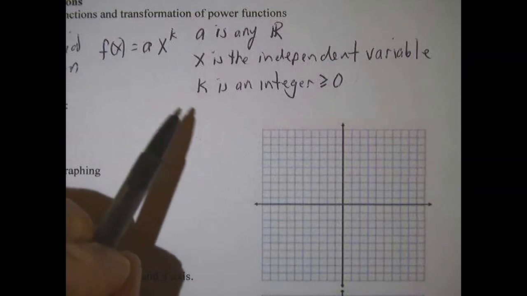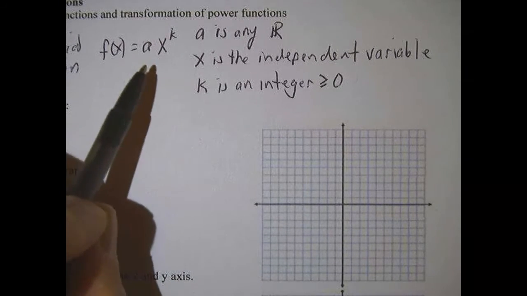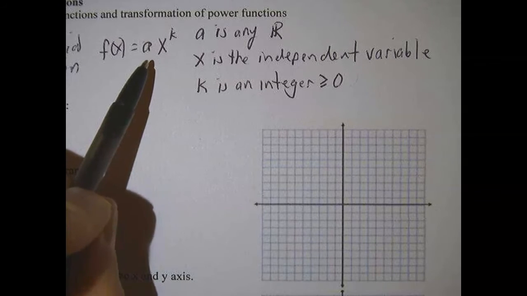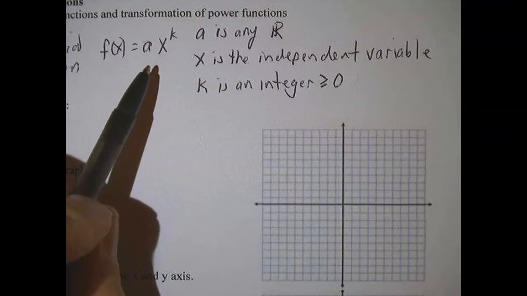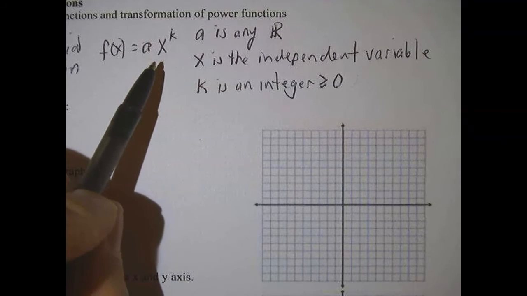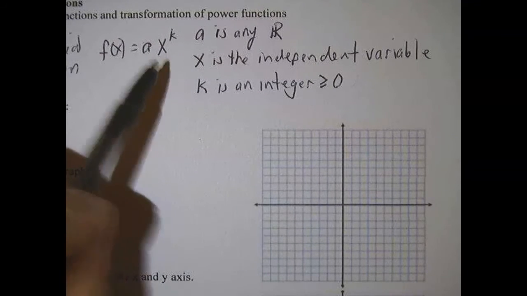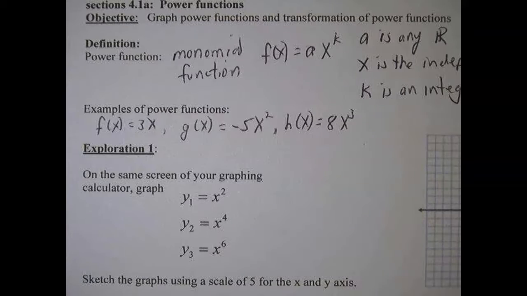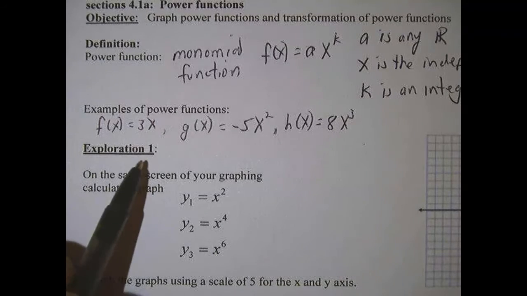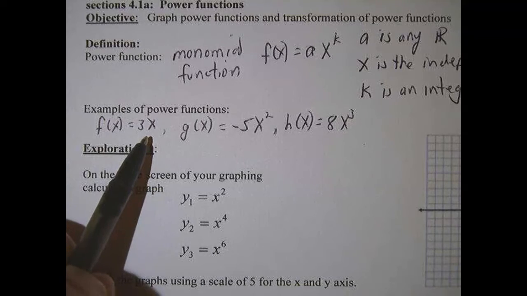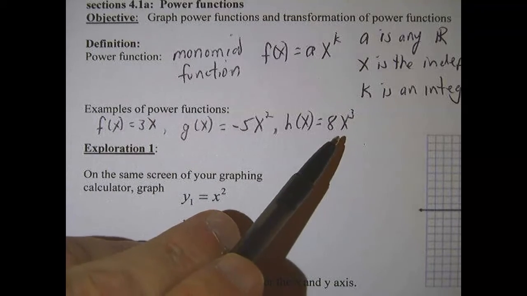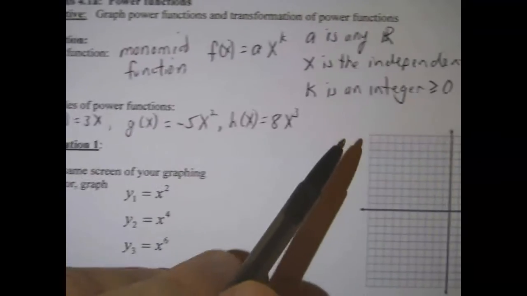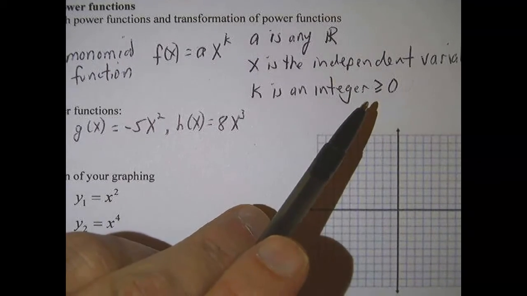So some examples of power functions would be f of x equals 3x. That would be an example. G of x equals negative 5x squared. That would be an example. H of x equals 8x to the third. That would be another example. So I'm just going to write down a couple of examples. Okay, so these are all just examples of power functions. And as you can see, a line is an example of a power function, and so is a parabola. This is just a parabola. And so is a cubic. And it goes on, though, because k can be any integer greater than or equal to 0.